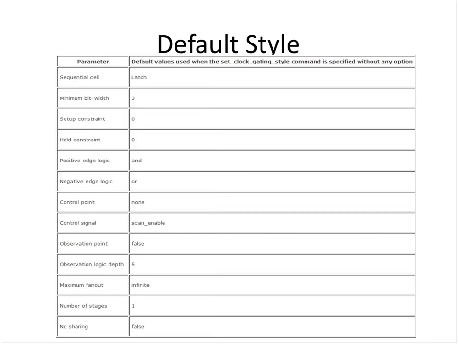Control point and control signals are related to DFT, because when you want to test the design for manufacturing defects, that means in scan mode all these latches should be transparent, so you have a control point and a control signal name. Again, observation point and observation logic depth are related to scan. Maximum fan out, number of stages is one. Sharing means do you want to share this clock gate with any other register bank, it is false by default.